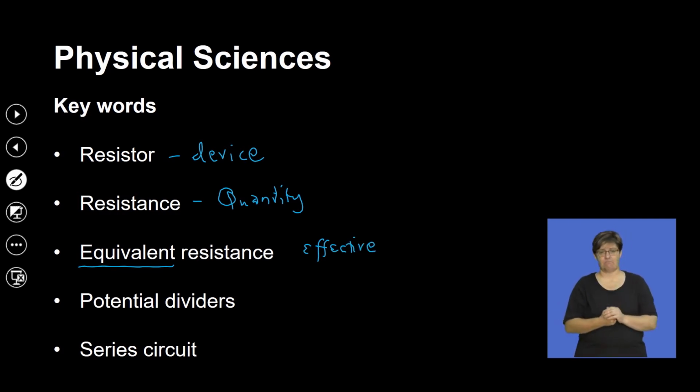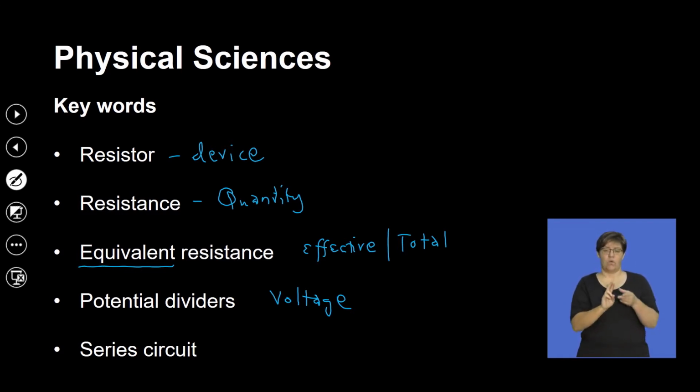Sometimes we talk about total resistance in a circuit. We also talk about potential dividers, potential in the sense of voltage. While we also talk about a series circuit, which has to do with the amount of charge that passes through a point per unit time, which has to do with the current and how it relates to the potential difference. So these are some of the things that we definitely want to play around with, explore, and make some interesting discoveries.